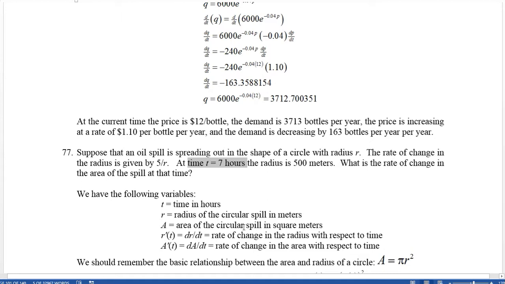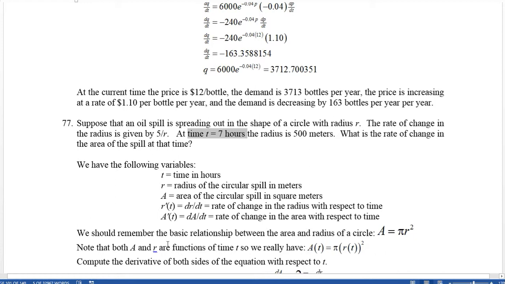A is the area of the spill, and of course if the radius is in meters, then the appropriate unit for area would be square meters. r prime of t, or dr over dt, is the rate of change in the radius with respect to time, and A prime of t, dA over dt, is the rate of change in the area with respect to time. And of course the thing that you need to know from geometry is that the area of a circle is given by pi times the radius squared. A equals pi r squared for a circle.